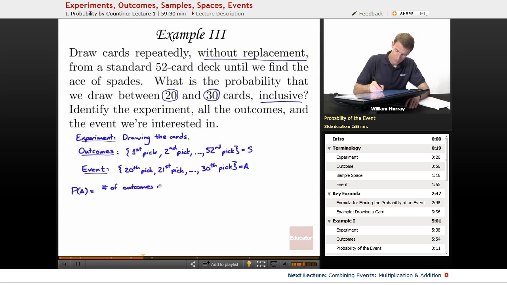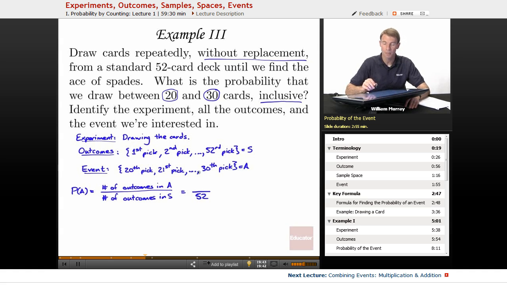The probability of A, that's what we're really trying to calculate here, is the number of outcomes in A divided by the number of outcomes in S. So we just need to calculate that. The number of outcomes in S, we already said there's 1 pick, up to 2 picks, up to the 52nd pick. So there are 52 possible outcomes in S. And if we look at A, 20, 21 up to 30, there's actually 11 of those outcomes because we're counting the 20 and the 30 on both ends. So it's 20, 21, 22, 23, 24, 25, 26, 27, 28, 29, 30, which is 11 outcomes in the event A.